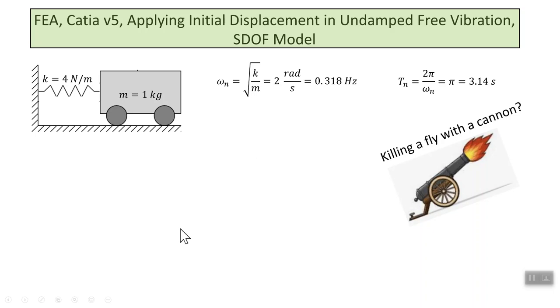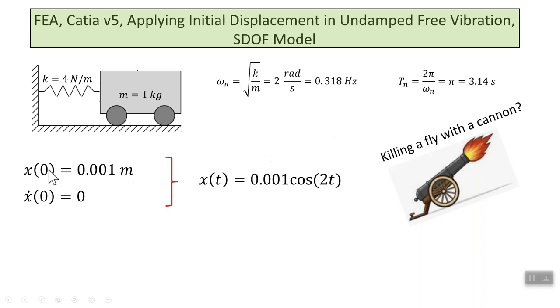Here's a problem that we're going to do. We have a mass and a spring, and the properties are given here. The natural frequency of vibration of this is square root of k over m, which is 2 rad per second, and the natural period or period of vibration is roughly 3.14 seconds. Now, the initial conditions are given, so at time t equal to 0, this has been displaced by 1 millimeter or thousandths of a meter, and it's released from the rest condition.